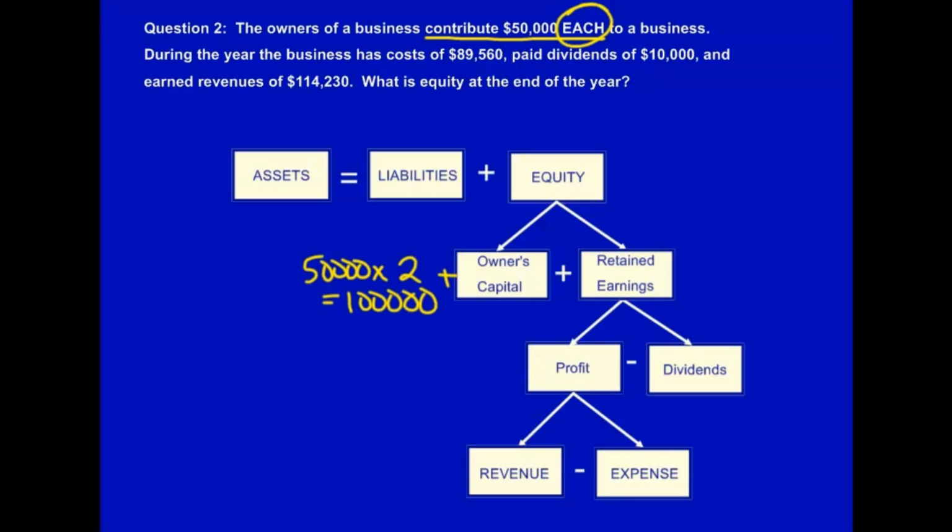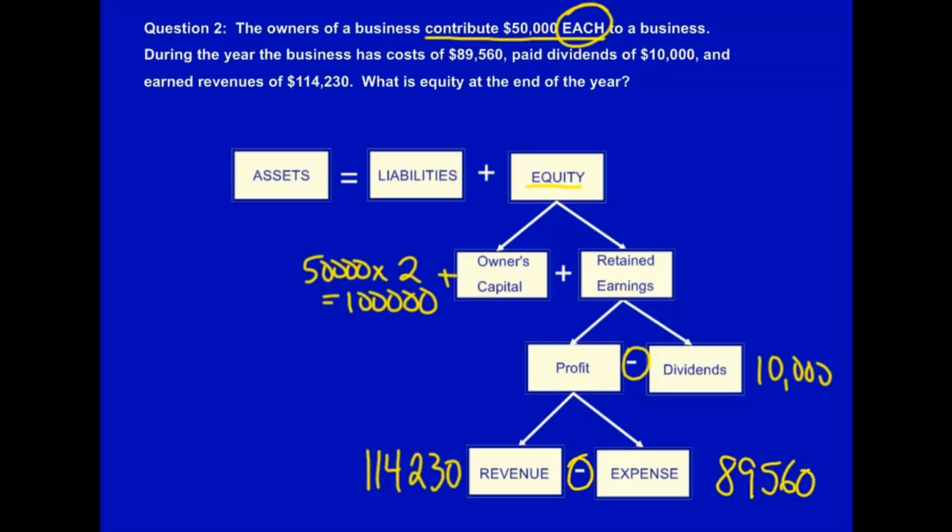Perfect. During the year, the business has costs. Costs are the same as expenses, used, consumed, or incurred to help generate revenue. $89,560. Notice there's a negative in front of it. Keep in mind the impact on equity because of that negative. Paid dividends of $10,000. Negative in front of that. And earned revenues. We know revenues have to be earned by providing a service or delivering a good. $114,230. So now it's just a matter of solving.